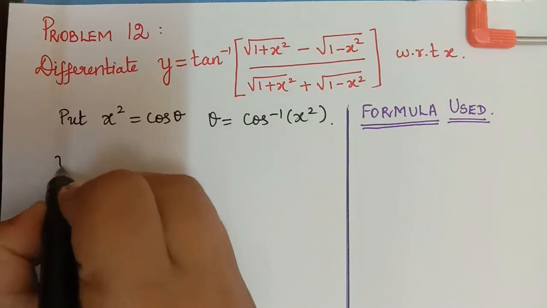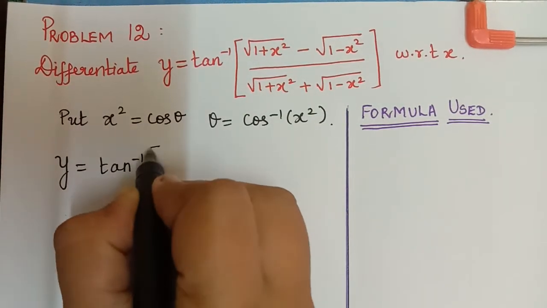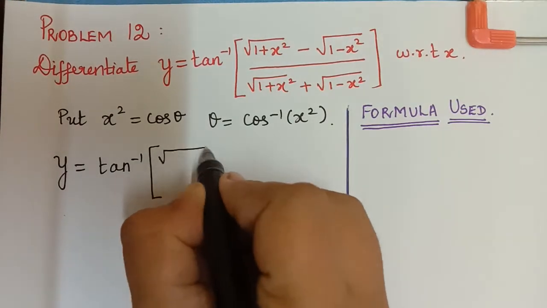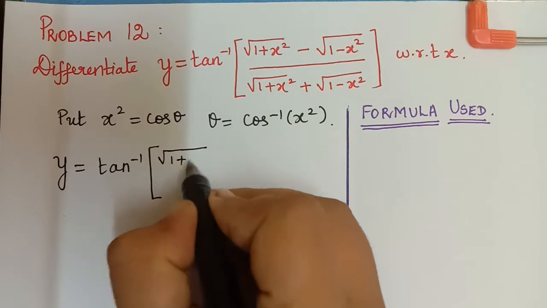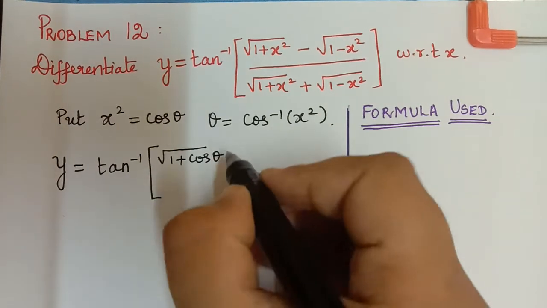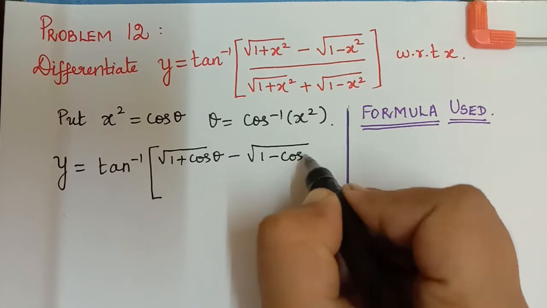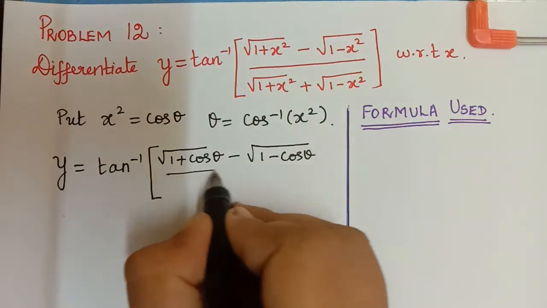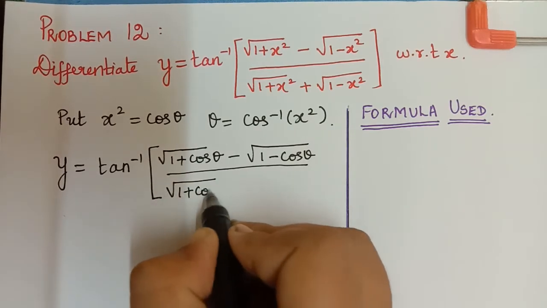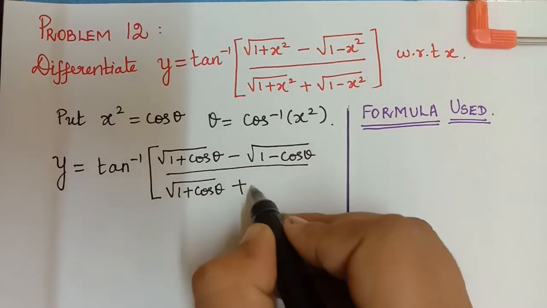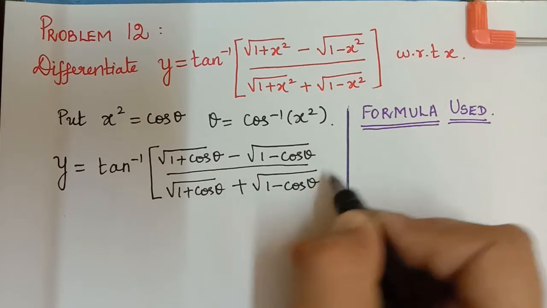So therefore y will be equal to tan inverse of square root of, wherever we have x squared, let us replace it by cos theta. So this becomes 1 plus cos theta minus square root of 1 minus cos theta, divided by square root of 1 plus cos theta plus square root of 1 minus cos theta.